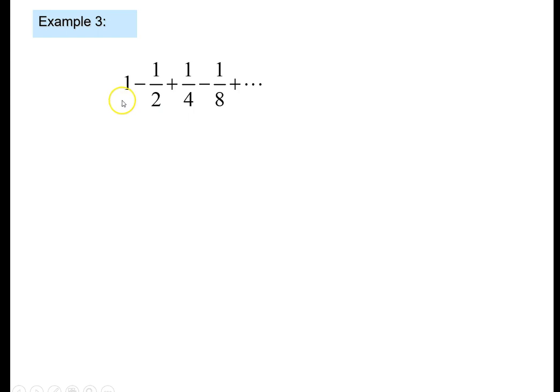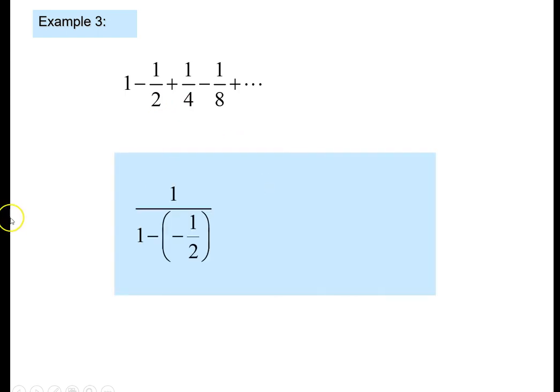In other words, 1 times what gives me negative 1/2? Negative 1/2 times what gives me 1/4? It should be the same number. And hopefully you see that that's negative 1/2. So the common ratio is negative 1/2. We know it's going to converge because the absolute value of it is less than 1.